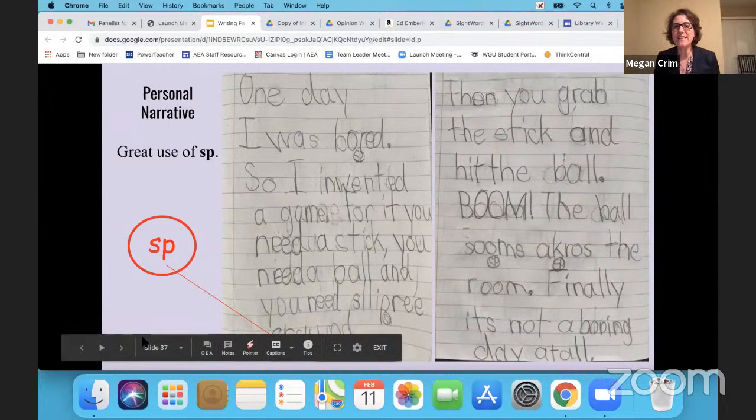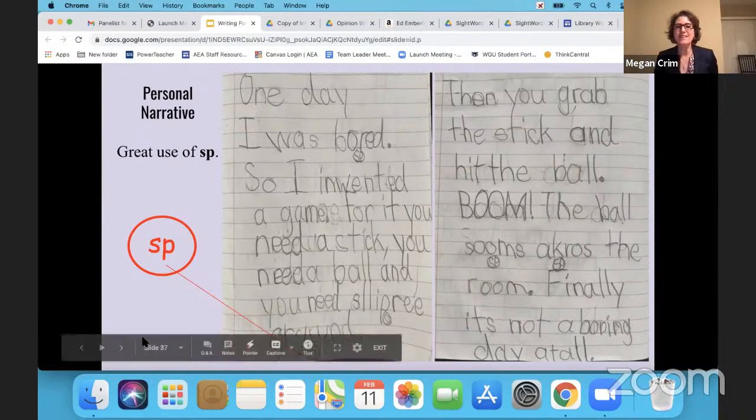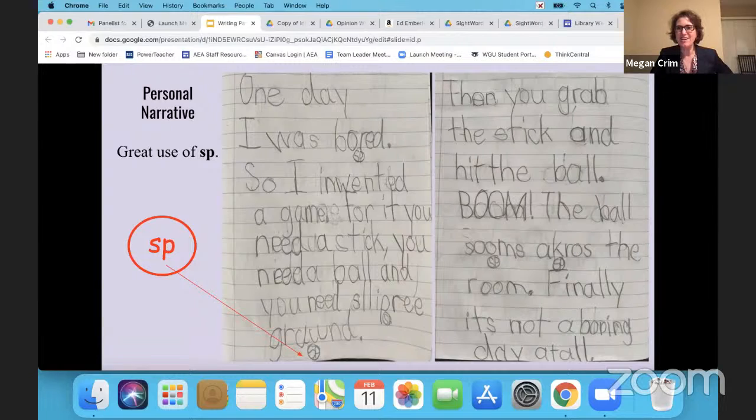So I invented a game for it. You need a stick, you need a ball, and you need a slippery ground. Then you grab the stick and hit the ball. And here we go. Here's that voice, capital letters, onomatopoeia, boom. The ball zooms across the room. Finally, it's not a boring day at all.